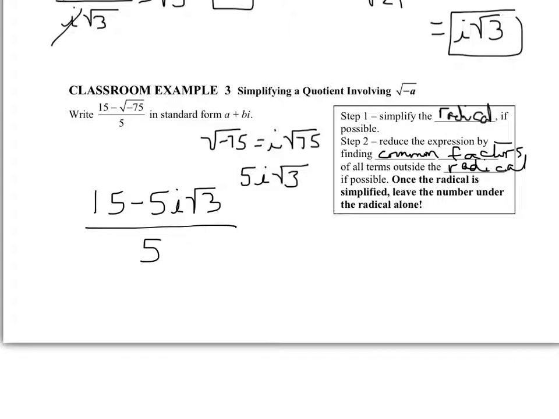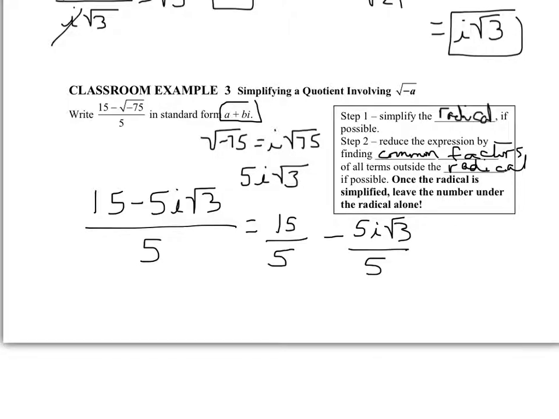Now be very careful. Once the radical is simplified, leave the number under the radical alone. I cannot touch that square root of 3. I'm done with it. But remember, we want to put our answer in standard form, which is a plus bi. In other words, we need a real part plus an imaginary part. So what we want to do is rewrite this one big fraction as two separate fractions. Remember, for it to have been put together, it had to have a common denominator. I can pull it back apart into two fractions if I write it as 15 over 5 minus 5i square root of 3 over 5.